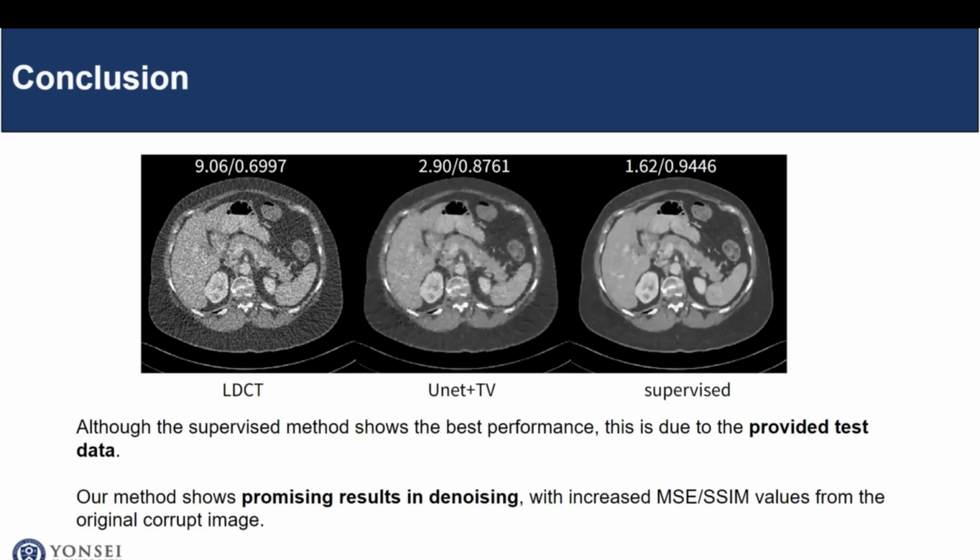Moreover, although the supervised method shows the best performance, this is due to the provided test data. And our method shows promising results in denoising with increased MSE and SSIM values from the original corrupt image.